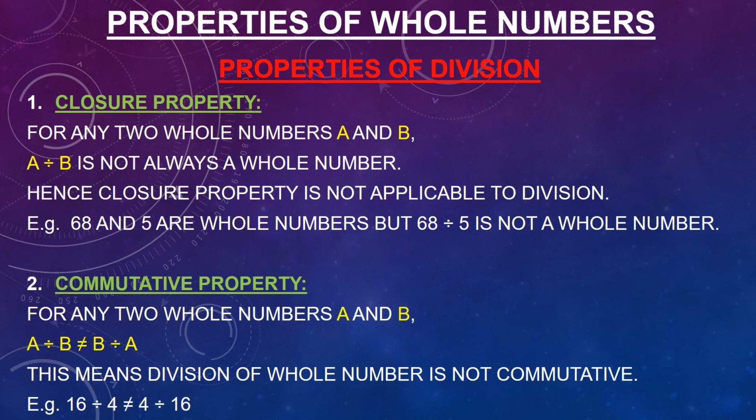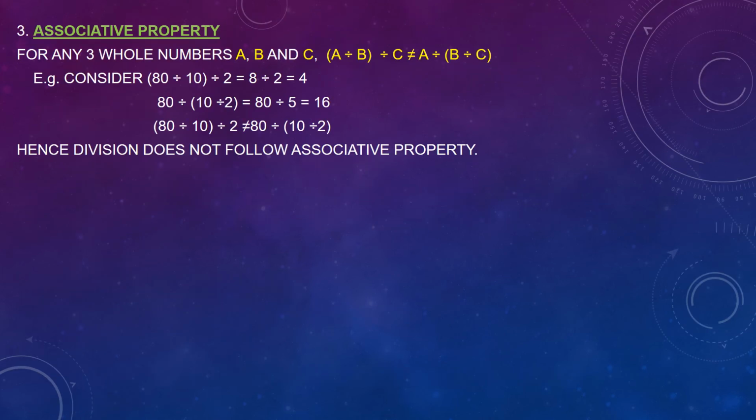Next, commutative property. For any two whole numbers a and b, a ÷ b is not equal to b ÷ a. This means division of whole numbers is not commutative. Example, 16 ÷ 4 is not equal to 4 ÷ 16. Next property is associative property. For any three whole numbers a, b and c, (a ÷ b) ÷ c is not equal to a ÷ (b ÷ c). Hence, division does not follow associative property.